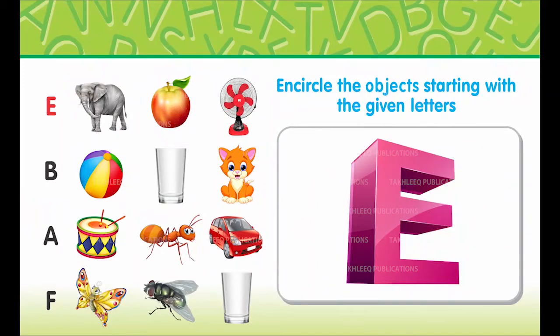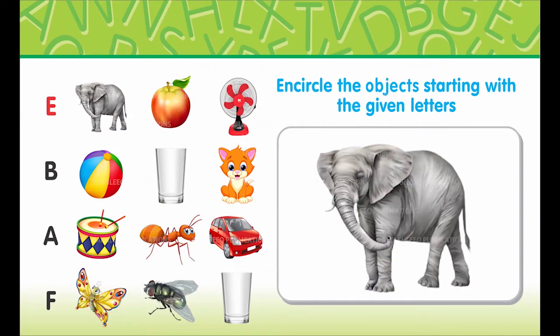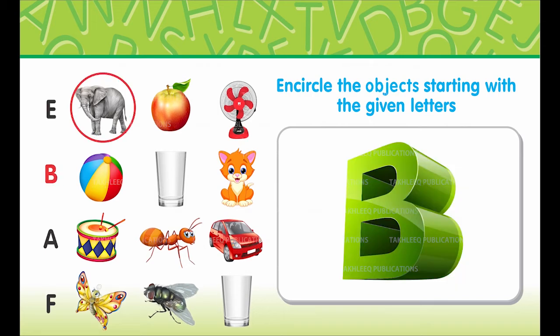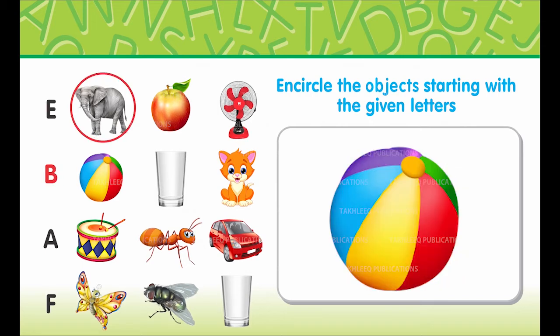E stands for elephant. Elephant is the first picture of the row. So, we encircle the picture of elephant. B stands for ball. Ball is the first picture of the row. So, we encircle the picture of ball.